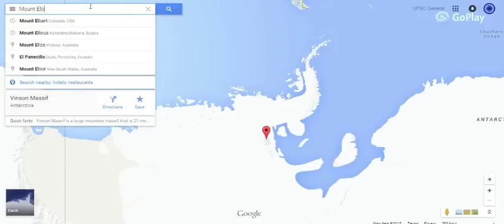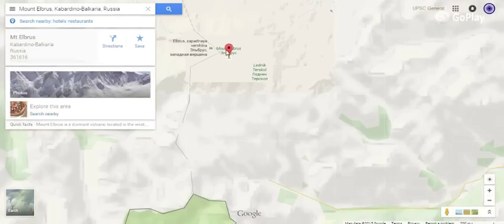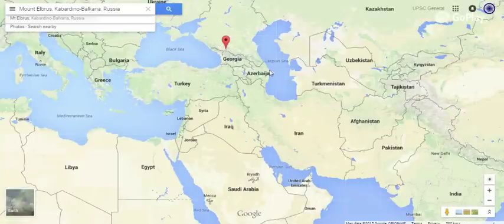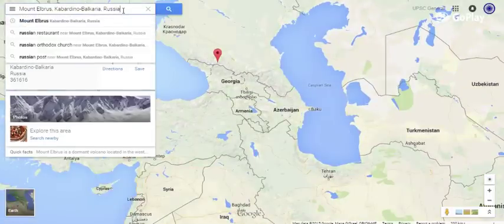Next, let's look at Mount Elbrus. Mount Elbrus is also in Russia, and it is a dormant volcano located in the western Caucasus Mountains. On the western side of Mount Elbrus we find the Black Sea, and it is present near the border region of Georgia. Mount Elbrus is the highest peak in the Caucasus Mountains and in Europe. It is the 10th most prominent mountain peak in the world. Mount Elbrus of Russia, near Georgia.